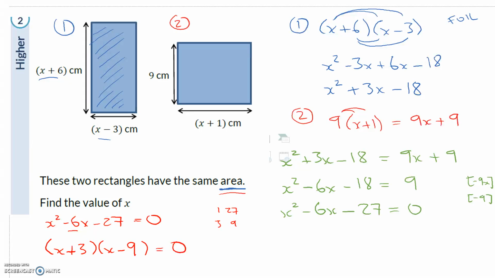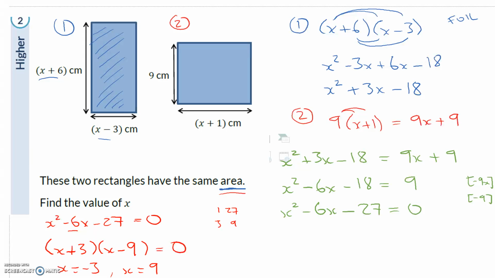Because when we expand, okay, we'll get x squared plus 3x minus 9x. That does give me negative 6x. And then the positive 3 times the negative 9 will give me minus 27. Okay, so we're factorised. So now we've got an equation that says x plus 3 in brackets multiplied by x minus 9 in brackets equals 0. So what is the x? Well, hopefully you can see that the solutions of this equation have to be x equals negative 3 and x equals positive 9.